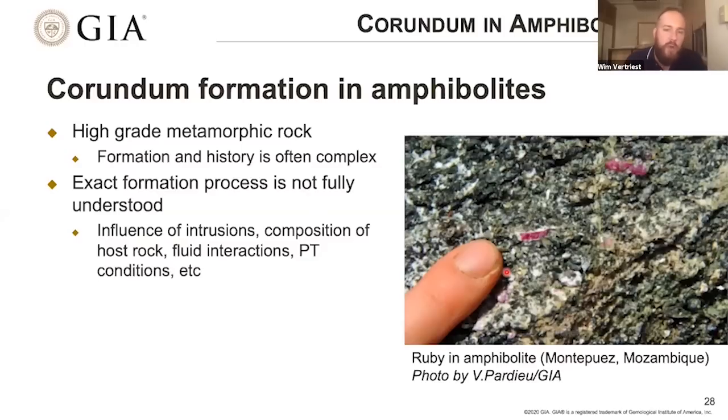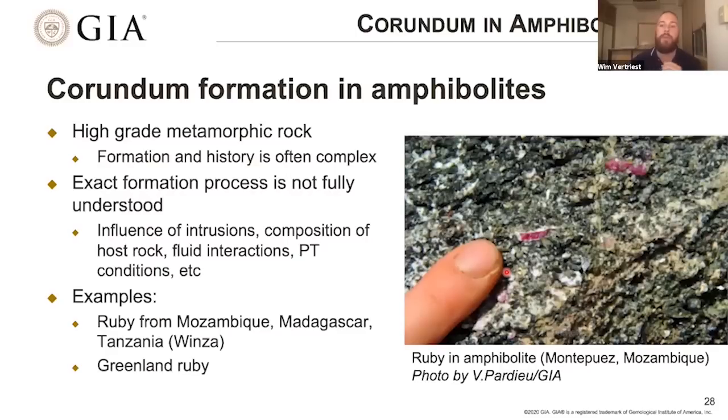And why are those open questions? Because most of these rubies in amphibolites are fairly recent discoveries. So we simply haven't had the time yet to study those deposits in depth at an academic level with really advanced instruments, but there's a lot of work being done on them right now.